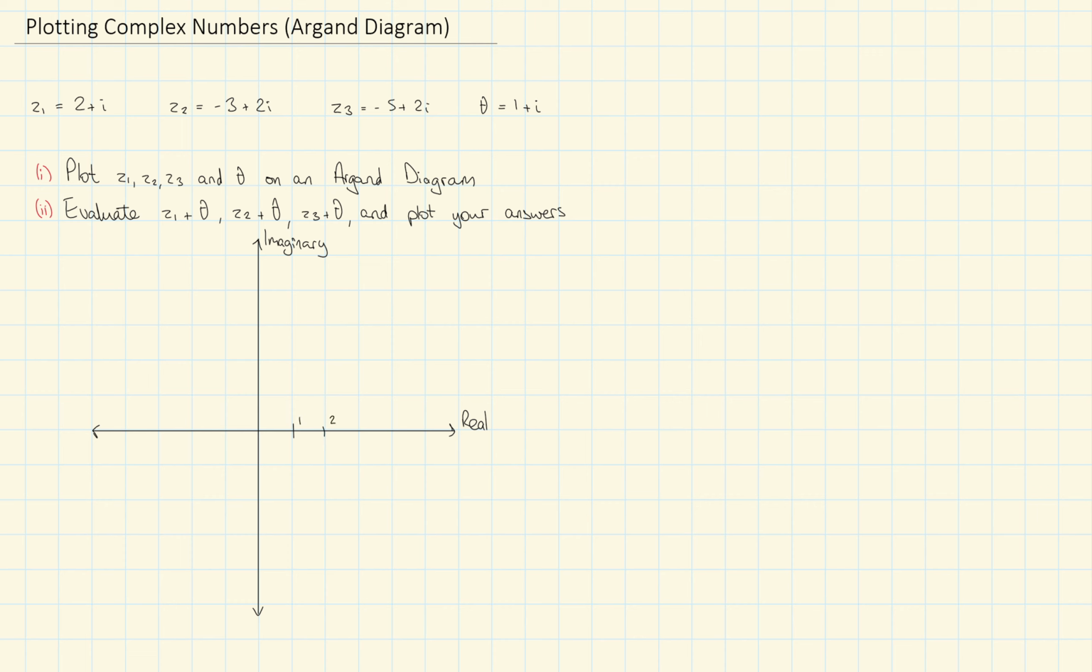So we have 1, 2, 3, 4, 5. 3, 4, and 5, and we get -1.